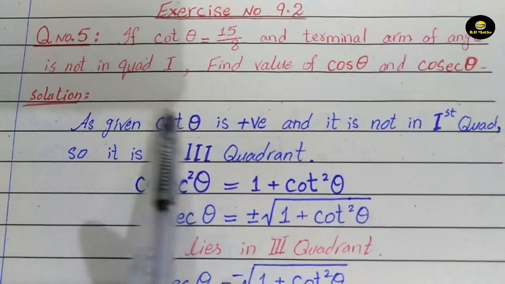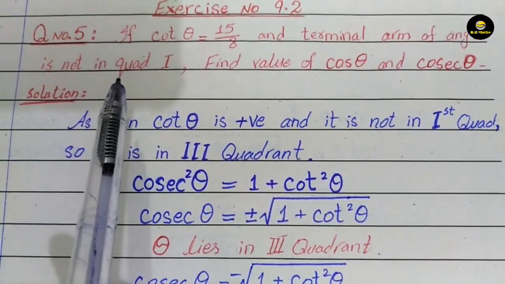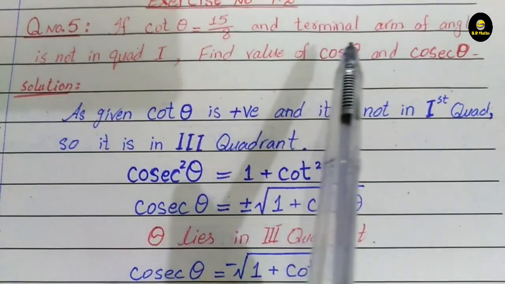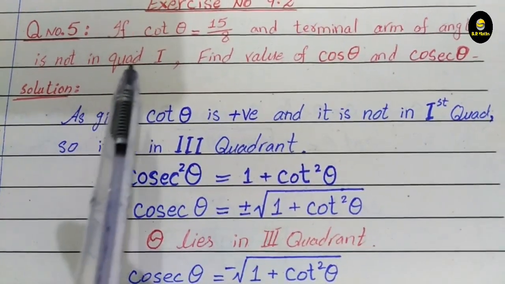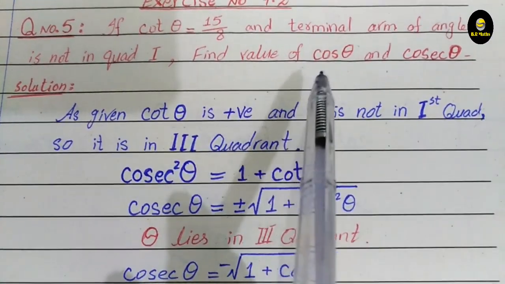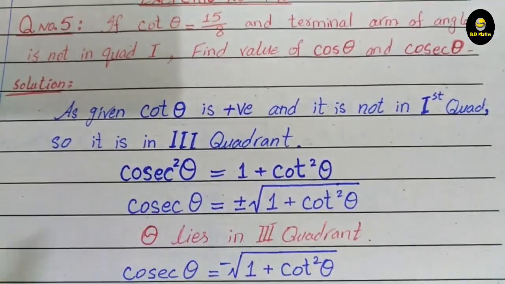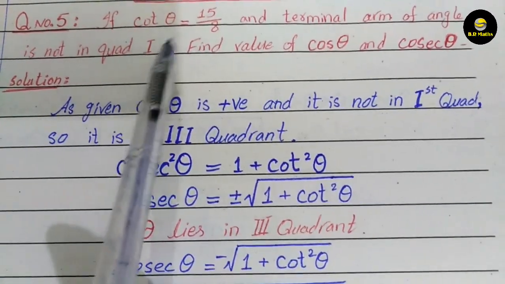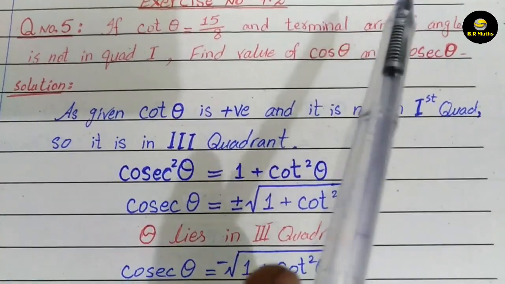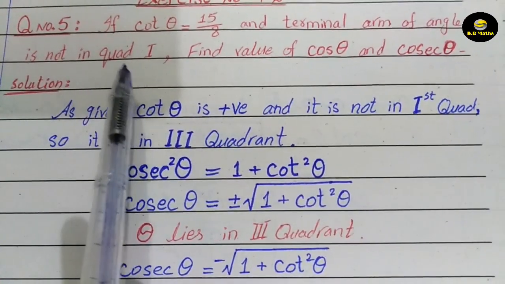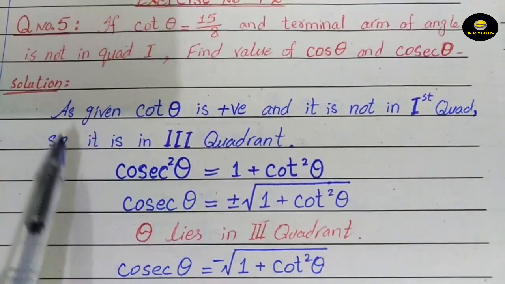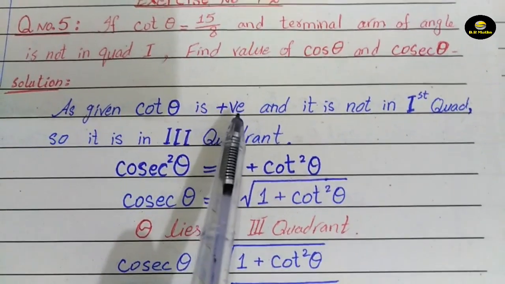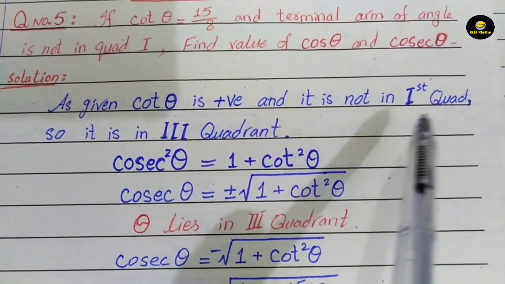Okay. So student, this is question number 5 of exercise 9.2. If cot theta is 15 over 8 and the terminal arm of the angle is not in quadrant first, find the value of cos and cosecant. So only two ratios are required, cos and cosecant, and cotangent theta is given. The important thing is the terminal arm of the angle is not in quadrant 1. As given, the value of cotangent theta, 15 over 8, is positive. So it means it is not in quadrant 1.